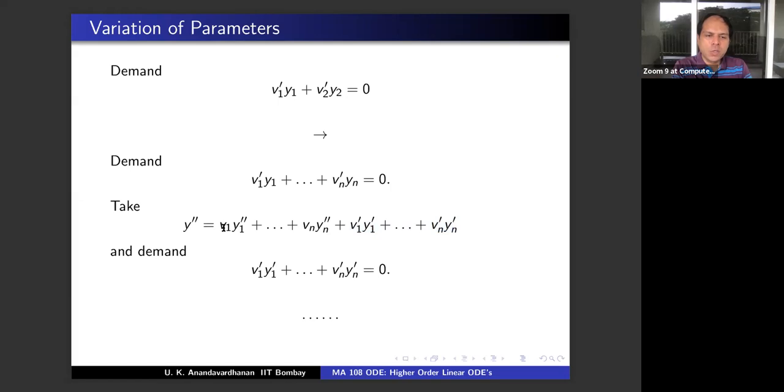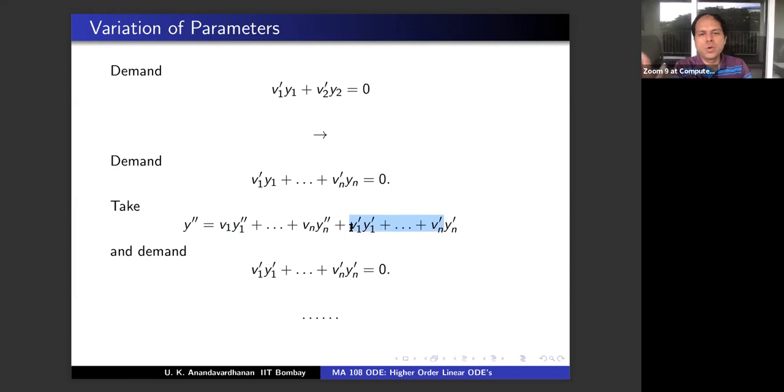Whereas if you have demanded this to be 0, then this problem will be there. If you demand this to be 0, you will have an equation in V1. And in the next stage, if you demand this to be 0, this is the problem. You're not hitting the nth derivative. Suppose you demand this to be 0. Of course, you have an equation in V1, etc., Vn. But what will be your next step? You're going to take derivative of this and plug it in. You are going to take derivative of this, and then what will you demand?